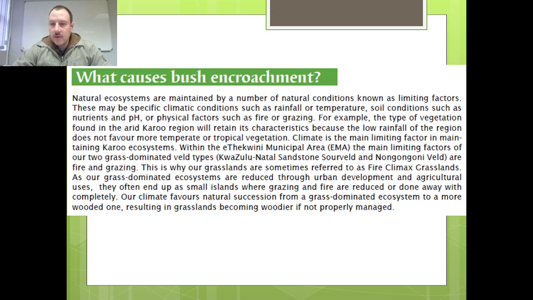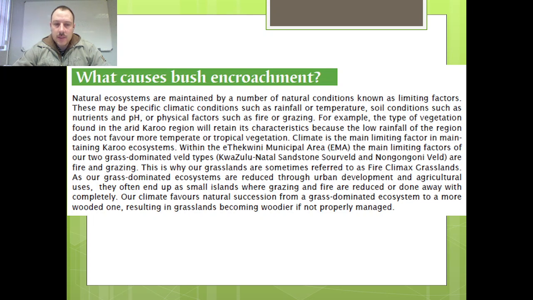Climate is the main limiting factor in maintaining Karoo ecosystems. Within the eThekwini municipality area, the main limiting factor of our 2 grass-dominated veld types, KwaZulu-Natal Sandstone Sourveld and Ngongoni veld, is fire and grazing. This is why our grasslands are sometimes referred to as fire climax grasslands.